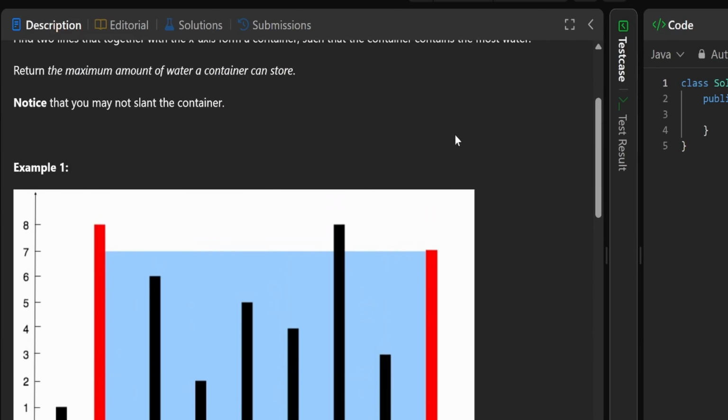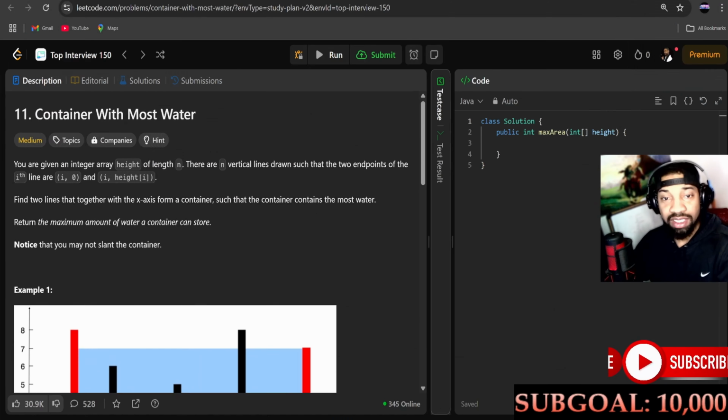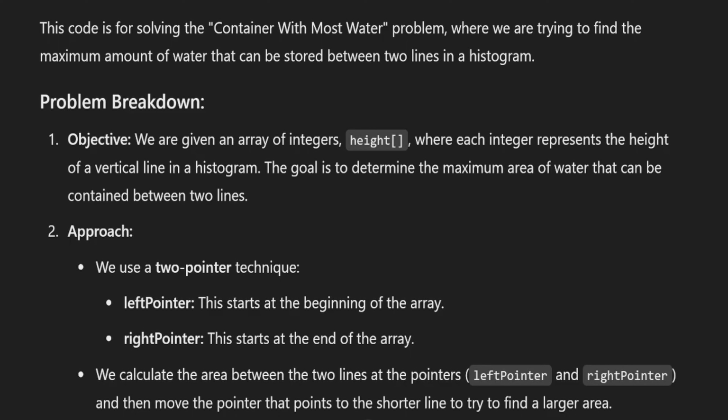And let's see if chat, this is Mark Medium, by the way. Let's see if chat can solve this without a problem. I'm going to go ahead and read this and see what it comes up with. This code is for solving the container with most water problem, where we are trying to find the maximum amount of water that can be stored between two lines in a histogram.